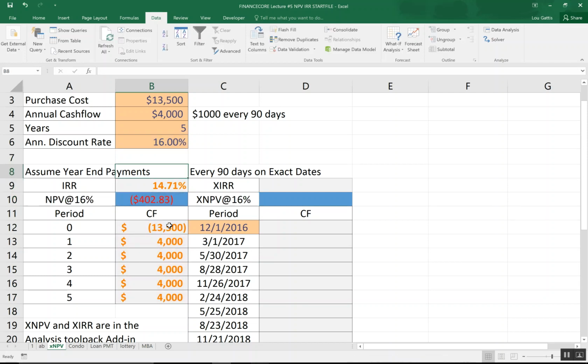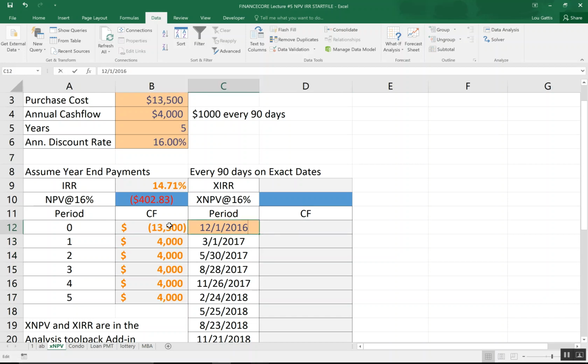So they're a consistent answer. Don't accept the project because the IRR is less than my cost of capital in this case. We'll assume my 16% is my cost of capital. And the NPV is negative. However, cash flow timing is very important. This project does not make you wait a year to get the first $4,000. You get $1,000 every period.